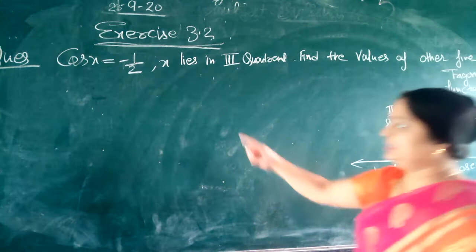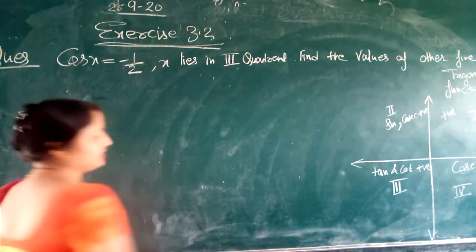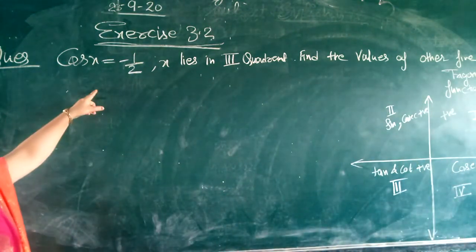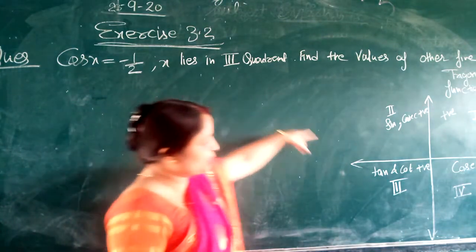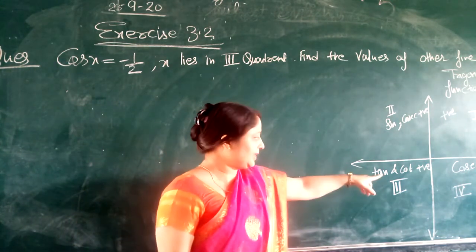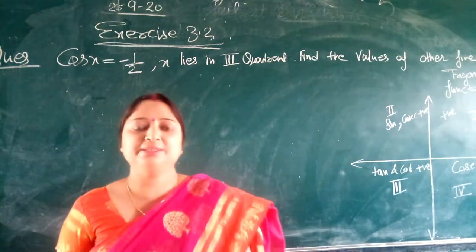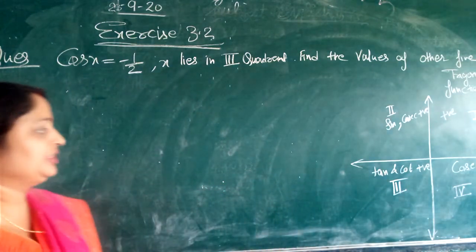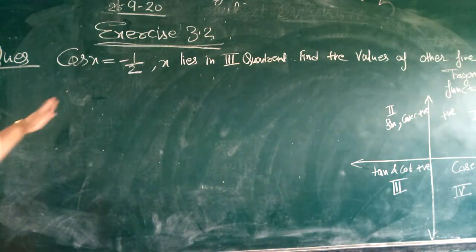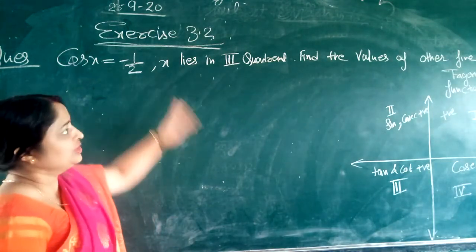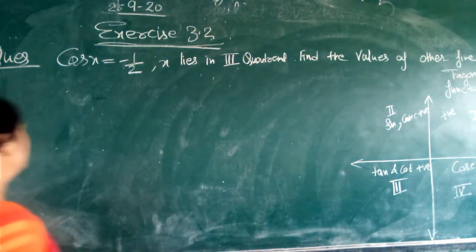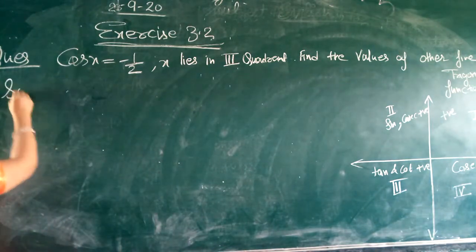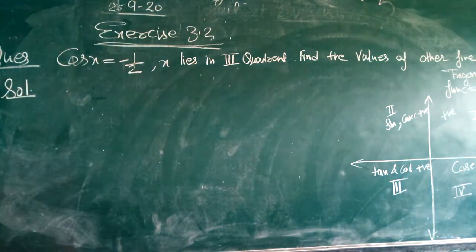So similarly here cos x equal to minus 1 by 2 means this x lies in the third quadrant. Third quadrant means this one, tan and cot are positive and the other trigonometric functions are negative. That's why here cos x is negative. So we have to find out the other 5 trigonometric functions. So let us start. Here cos x is equal to minus half.